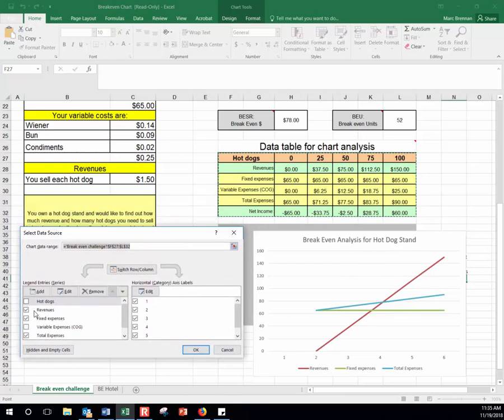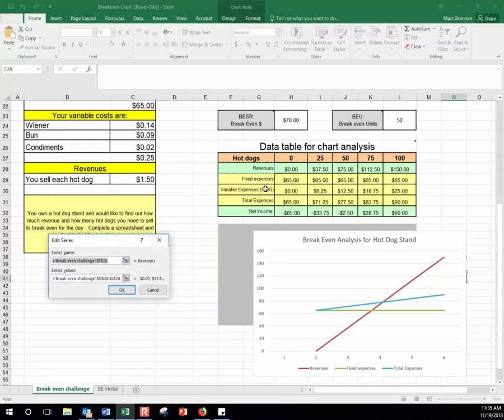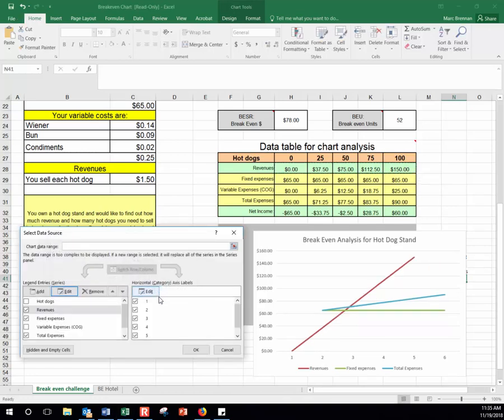Now, we're going to go through each line, and we've done this before in some of our charts where we have to alter what we're looking at. So if we click on revenues for our legend entries and we hit edit, the title is revenues, which is great. Now what's the series value? See how it's highlighting the title as well? We don't want any values to have any words in them. So we're going to highlight this, delete it, and only highlight the dollar amount for revenues. And press OK. And you'll see that now the line has kind of come over to zero a bit.